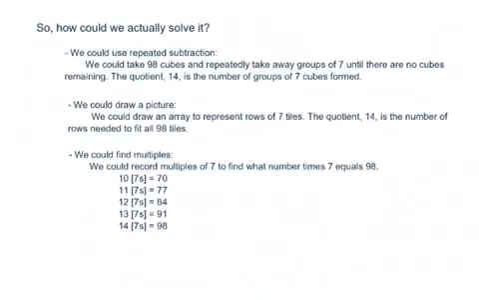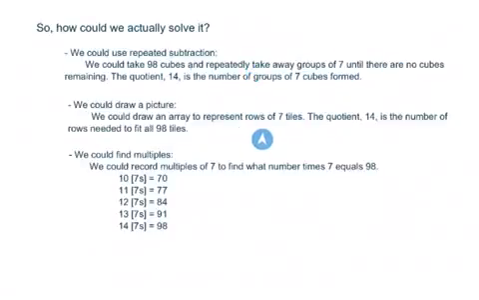So, with all those things in mind, how do we actually solve it? Well, there's lots of methods. Let's talk about a few of them, and then I might be teaching you something new today. We probably could use repeated subtraction. I could take out 98 cubes or pennies or something, and keep taking away groups of 7 until there's no cubes remaining. The number of piles of 7 I pulled away gives me 14, and that's the quotient, the answer in a division problem. So that's one way I could have done it.